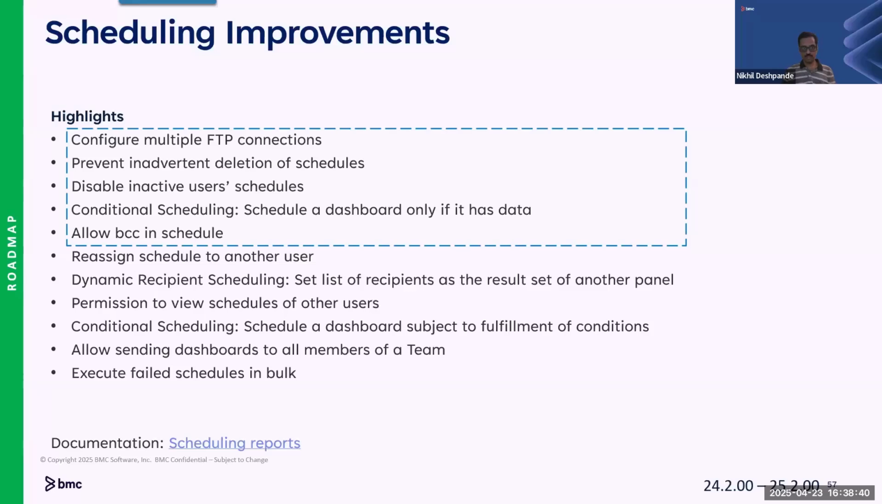We also plan to expand the scope of conditional scheduling to schedule a dashboard subject to the fulfillment of certain conditions. So it's like writing a query, and depending on the query result, you decide whether to execute that schedule or not. The ability to allow sending dashboards to all members of a team. Today, you have to specify the identity of every user to send a schedule. But we have a concept of teams. So you will be able to schedule reports to teams in the future. We're also looking at the possibility for admins to be able to execute failed schedules in bulk.